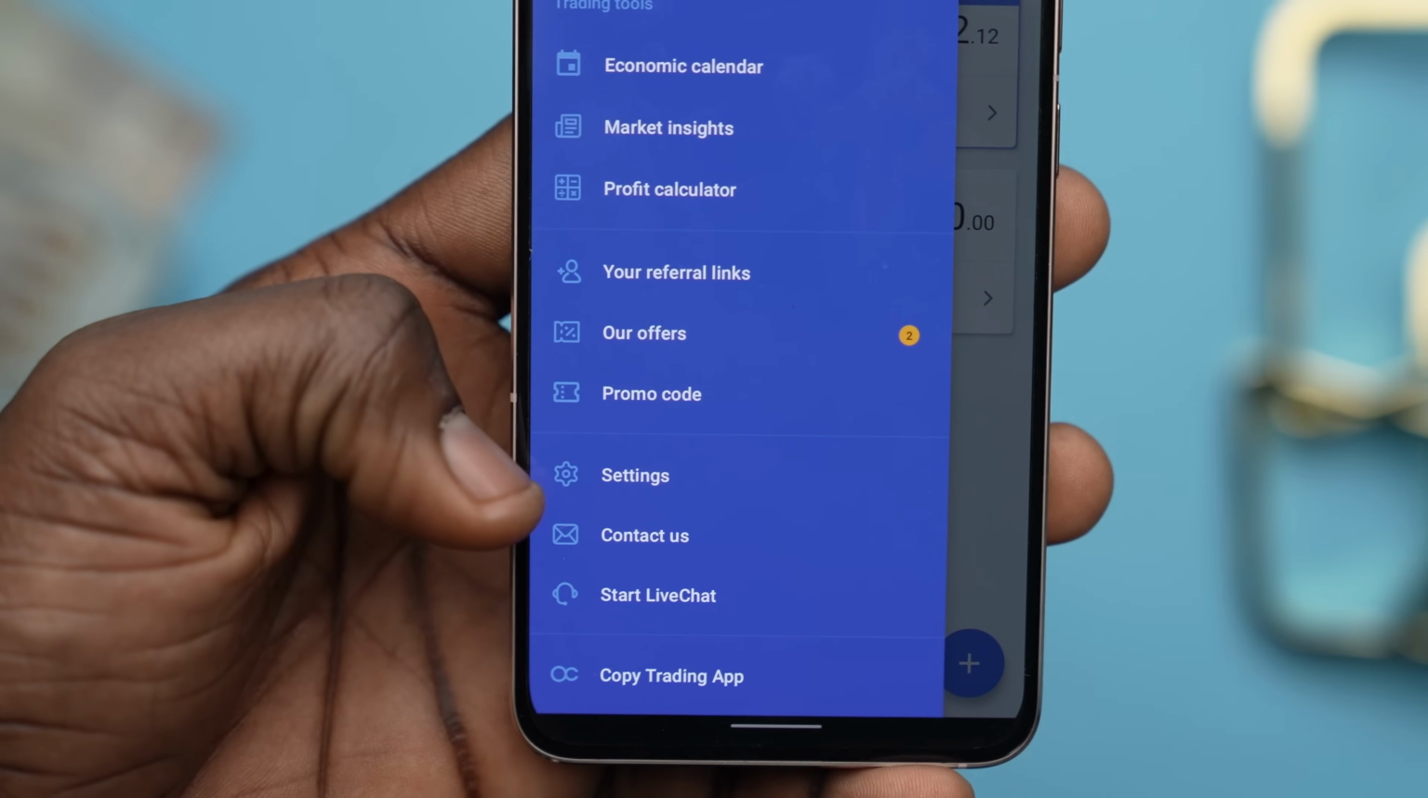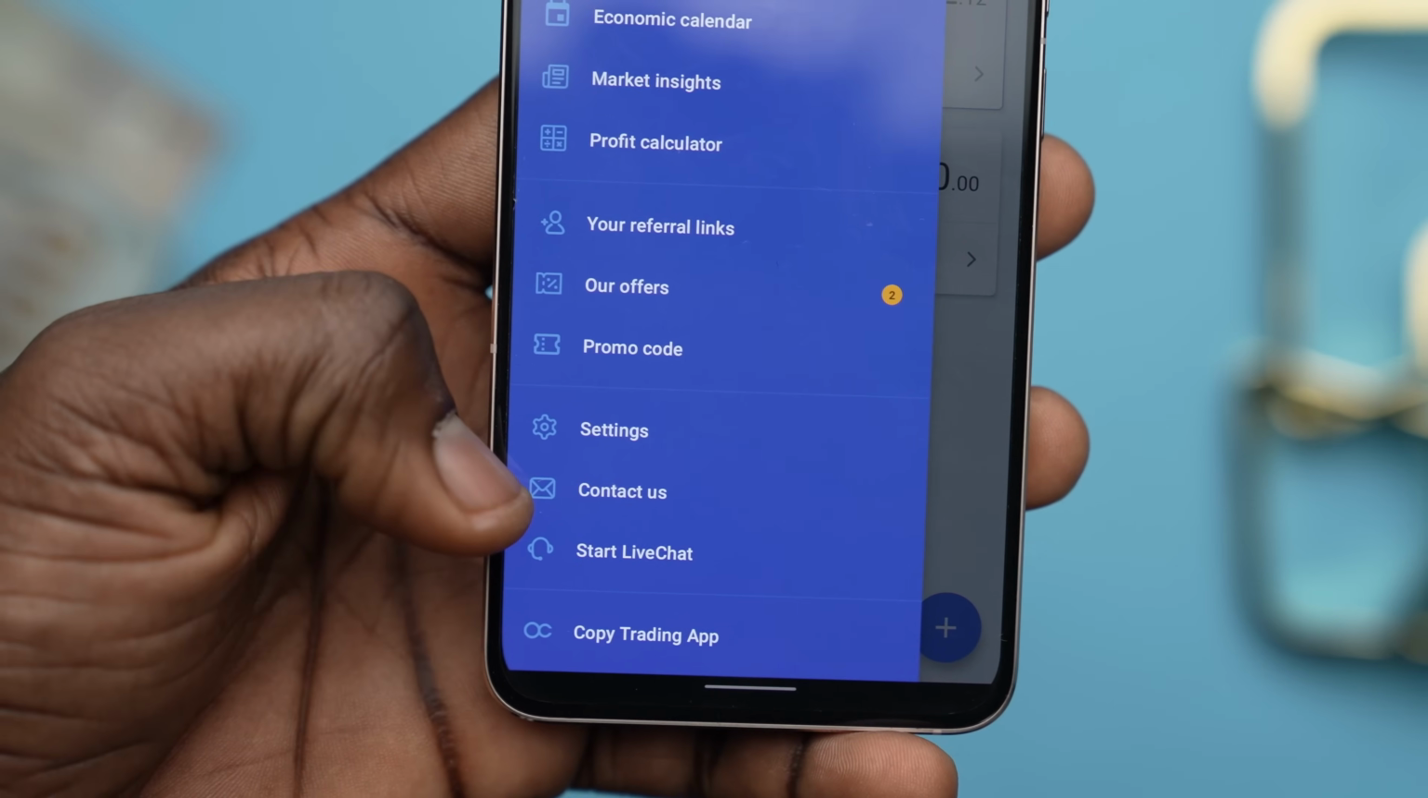Lastly, OctaFX's customer support has also been helpful. I did make a deposit that didn't come in on time, and I just did a live chat with them. In a few minutes they attended to me, and it was really fast.